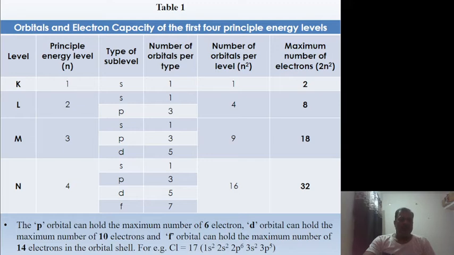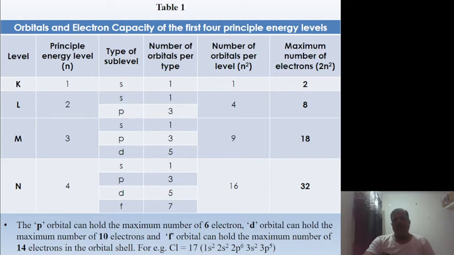Now the last one is N, n is equal to 4. n equal to 4 is the principal quantum number. Then there are four sublevels: s, p, d and f. The numbers of orbitals are 1, 3, 5, 7. Only odd numbers are present, not even numbers. The total of these numbers is 16 orbitals. This 16 is put in 2n squared. The total number of electrons in the shell is 32. Means N is equal to 32.